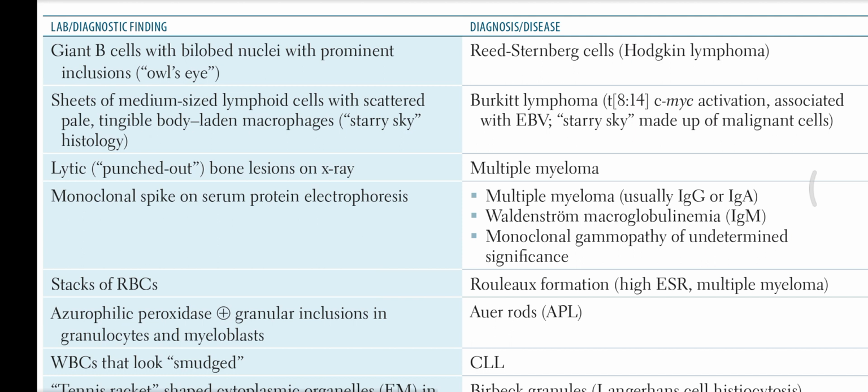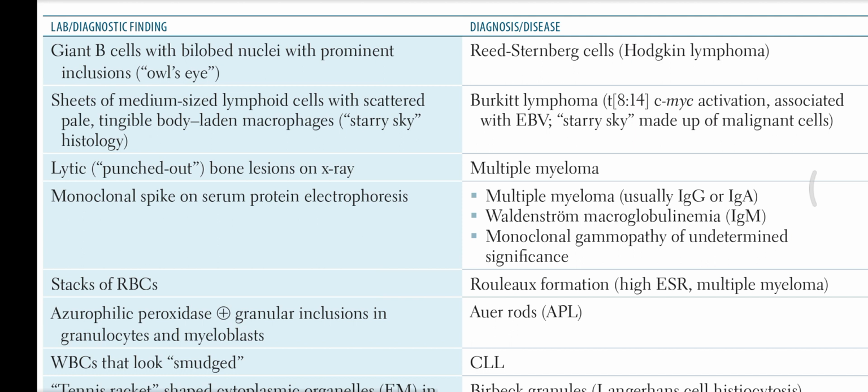Sheets of medium-sized lymphoid cells with scattered pale, tingible body-laden macrophages. Starry sky histology. Burkitt lymphoma, t(8;14), c-myc activation, associated with Epstein-Barr virus. Starry sky made up of malignant cells.